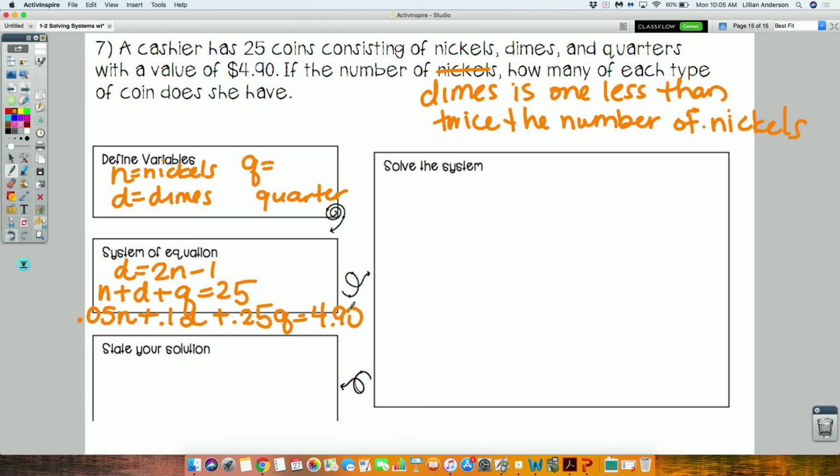Okay? This one's a doozy. Okay? But not too much. Because one, they gave you an equation that was already solved for one of your variables, D. Dimes was 1 less than twice the number of nickels. We know we have 25 coins total, and then we have the monetary value there.